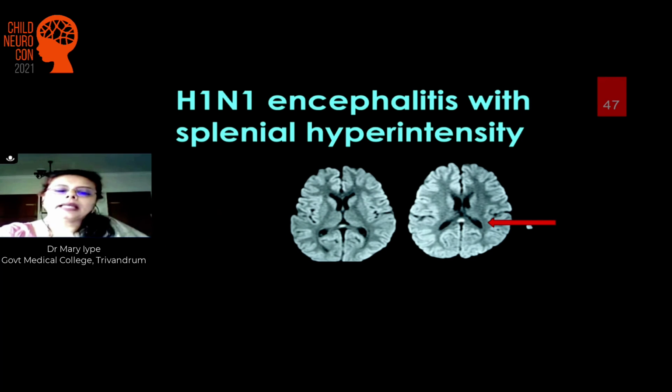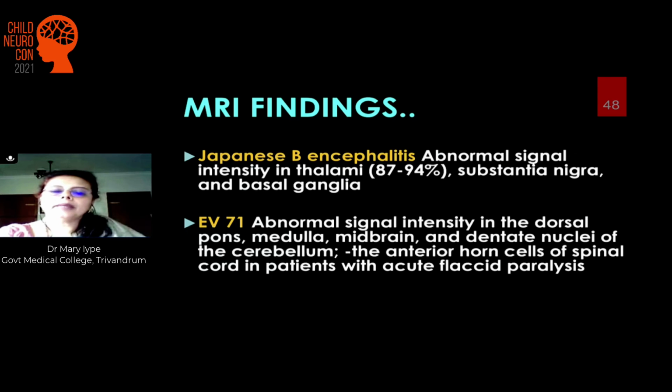In Japanese encephalitis, the MRI findings are abnormal signal intensity in the thalami, substantia nigra, and basal ganglia. In enterovirus 71, you have brainstem hyperintensities with dentate nuclei of the cerebellum also getting affected.